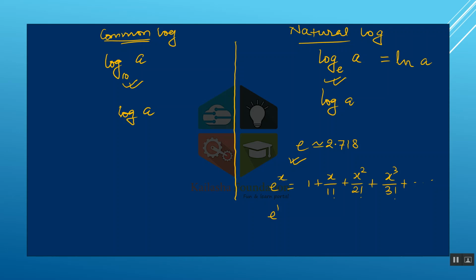When we put 1 in place of x, then we get the value of e, because e raised to the power 1 is equal to e, that is 1 plus 1 by 1 factorial plus 1 square by 2 factorial plus 1 cube by 3 factorial plus so on. That comes out to be approximately 2.718.